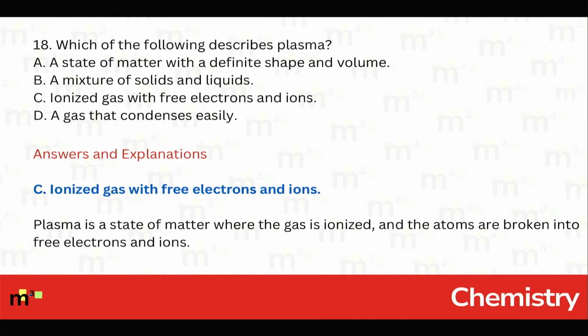Plasma is a state of matter where gas is ionized, meaning it has free electrons and ions. Found in stars and neon signs, plasma conducts electricity and responds to magnetic fields due to its charged particles.